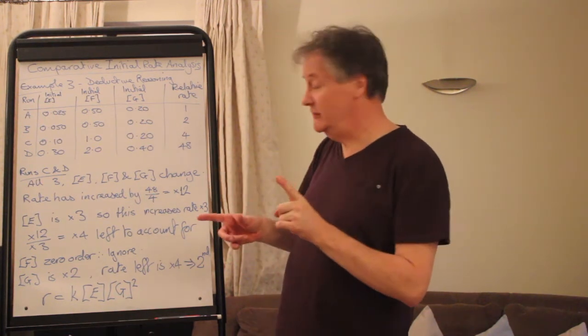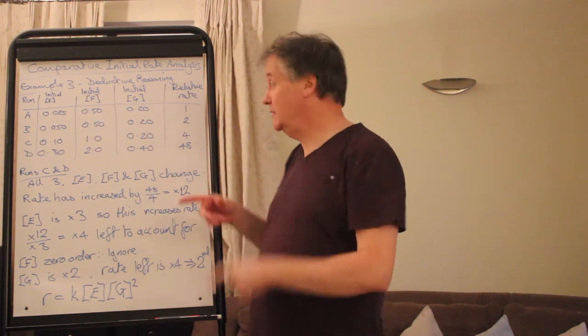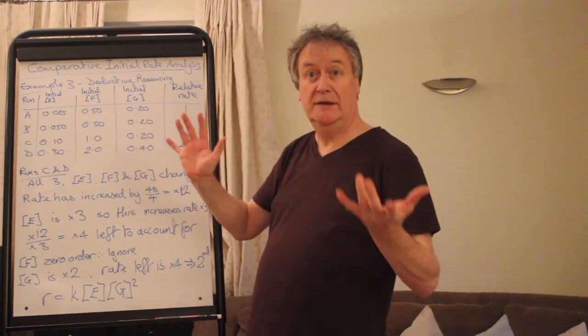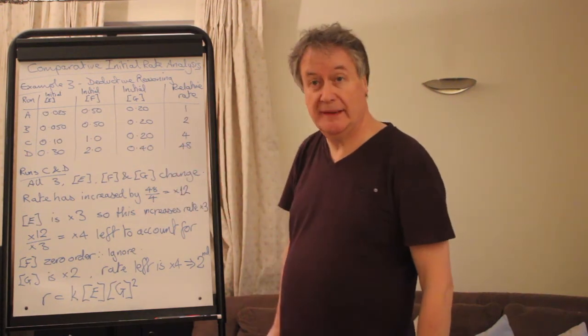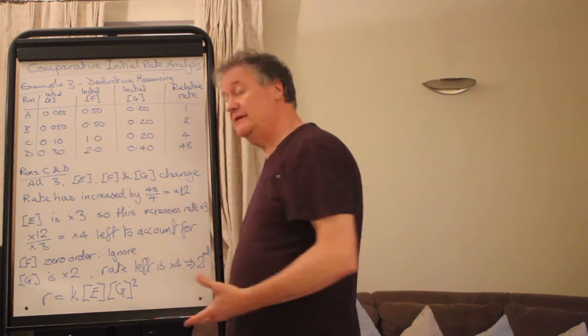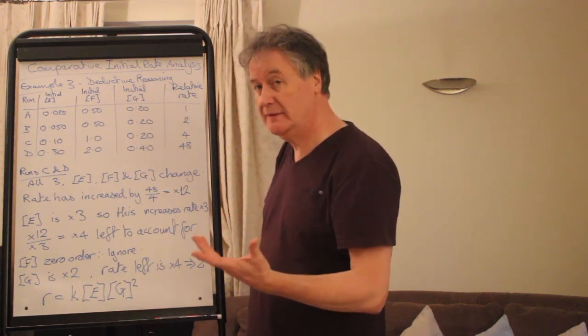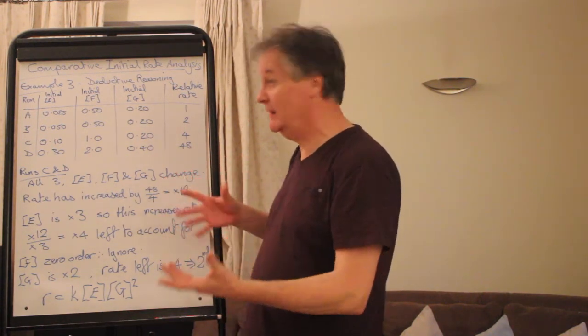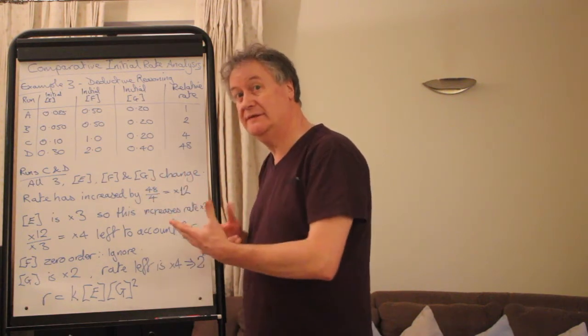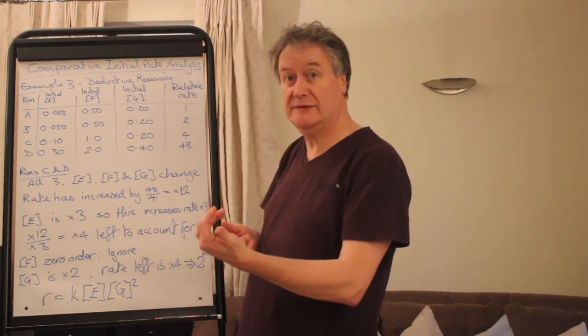Now you don't have to use run C and D. You could have used A and D, it doesn't matter. You just have to put the right numbers in and think about it right. But I've picked C and D because it keeps the numbers a little bit easier to manage. But you can genuinely pick any pair to do this kind of deductive analysis once you've cracked the first one.